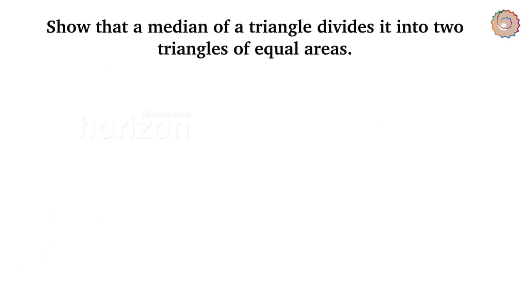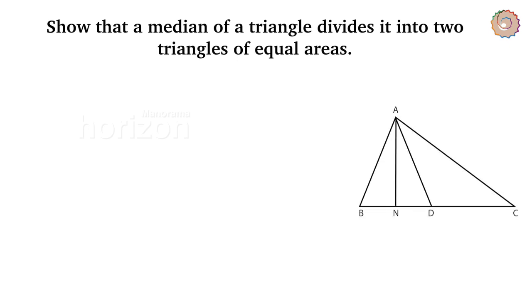Show that a median of a triangle divides it into two triangles of equal areas. A median of a triangle divides it into two triangles of equal areas. Let us see how we can make use of this median in this scenario. Let us consider a triangle ABC and let AD be one of its medians. Therefore, we are supposed to prove that the area of ABD is equal to the area of ACD.